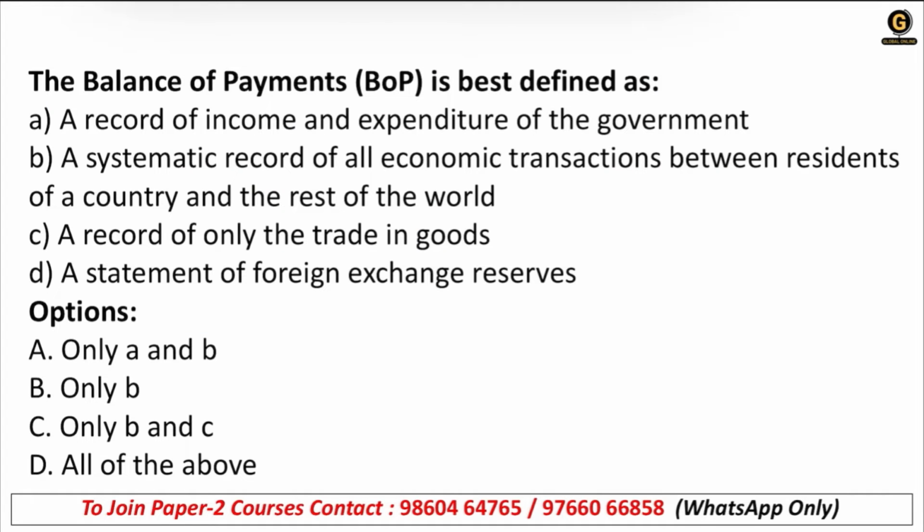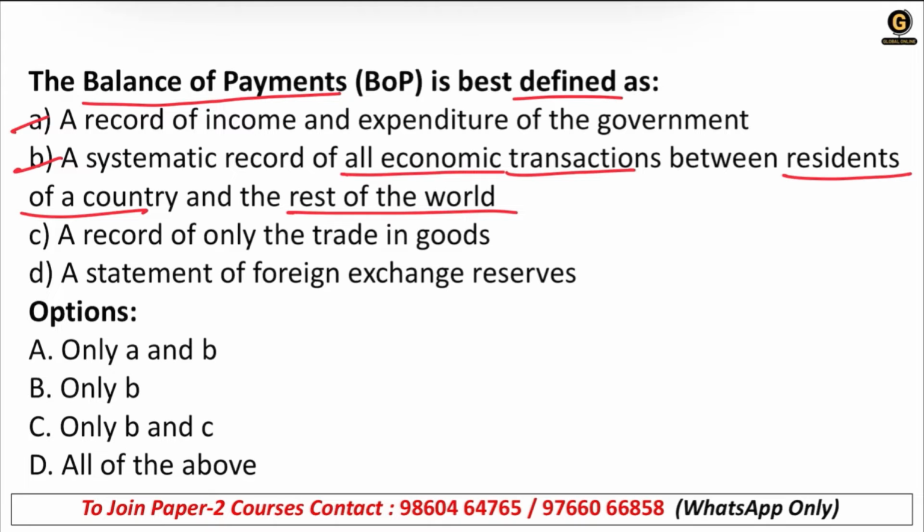So this is the first question on your screen. The question is asking about the balance of payment definition. That means the correct option which defines the balance of payment. A, a record of income and expenditure of the government. B, a systematic record of all economic transactions between residents of a country and the rest of the world. Right? C, a record of only trade in goods. And D, a statement of foreign exchange reserves.